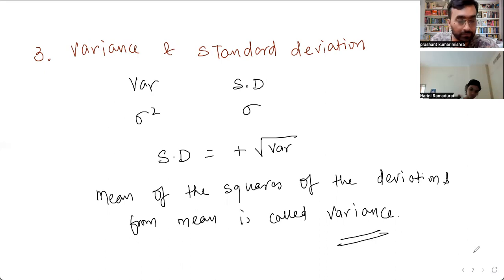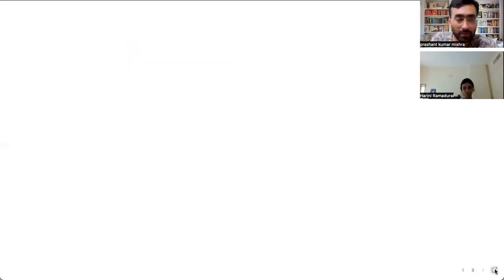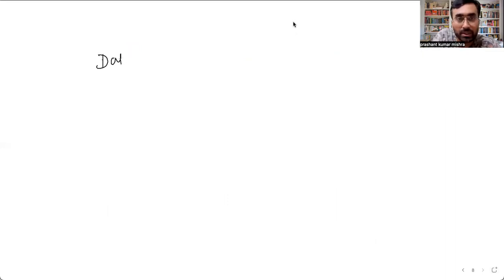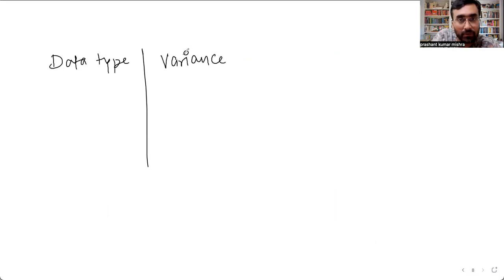Okay, noted? Yeah. The formula table: data type, what type of data it is, grouped or ungrouped data. Then we have the variance, and then we have the standard deviation.